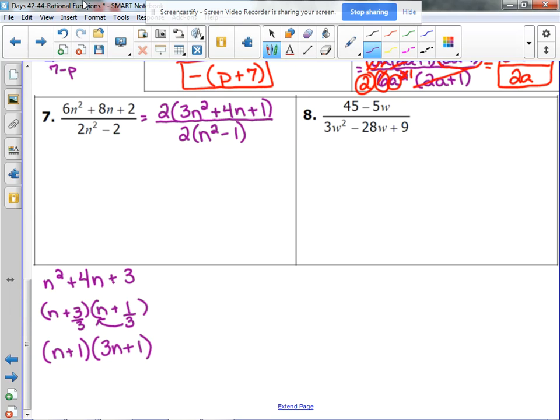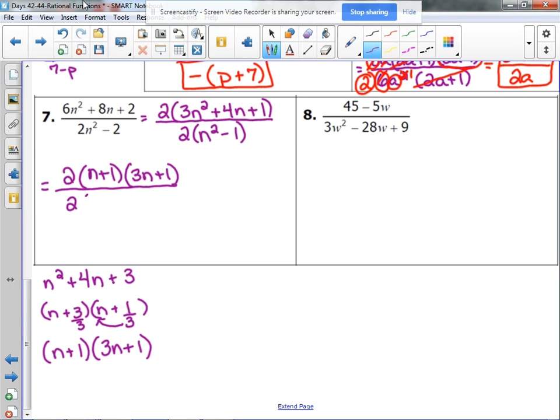Check it. N times 3n, 3n squared. N times 1, n. 1 times 3n, 3n. N plus 3n is 4n. 1 times 1 is 1. So we factored that correctly. It doesn't matter what order you write those in. And you put them in the numerator there.